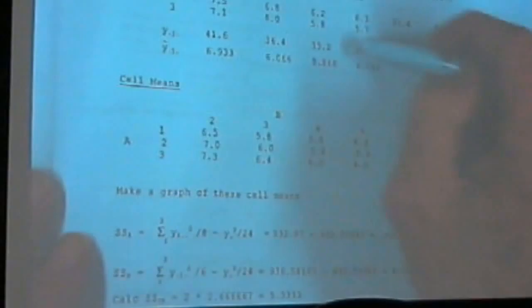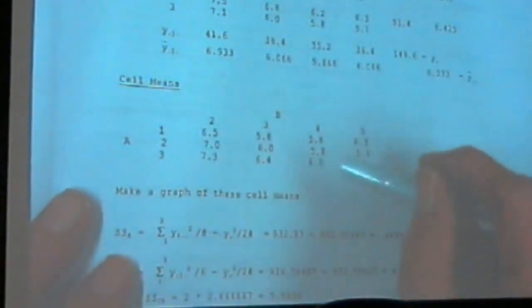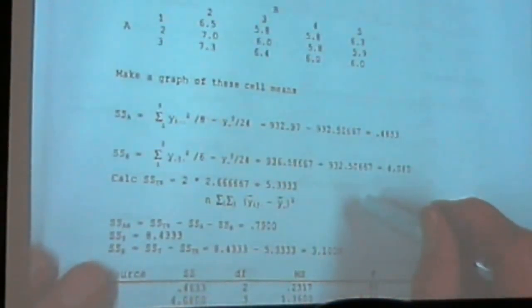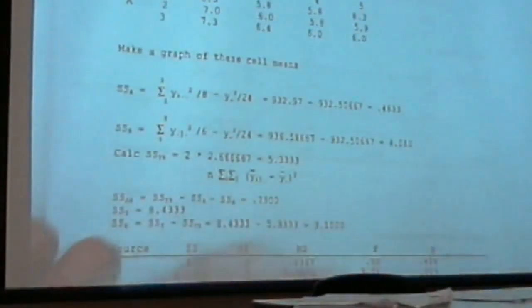We're on page 4. There's the data again at the top. The cell means we already talked about, and we already made a graph of those cell means. Now we've got to calculate some sums of squares. So I'm using the hand calculation formulas from the earlier page. For sum of squares A, it's this. Here's the numbers. Here's the answer. For sum of squares B, there's the formula. There's the numbers. There's the answer.